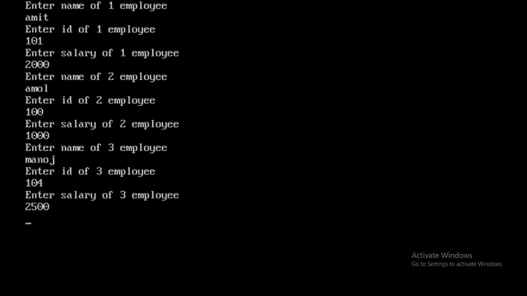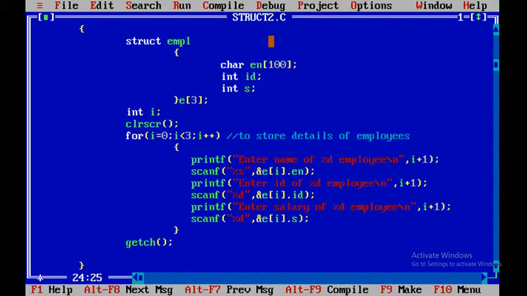Now after that we have not written anything. So now see, according to the question, after storing all the details, we have to sort all the details according to their ID. It means if we enter IDs randomly, then while displaying, it has to display all the details of the employees in ascending order of their ID. So see, this for loop we use for storing details. While displaying, we have to sort according to ID and then display.